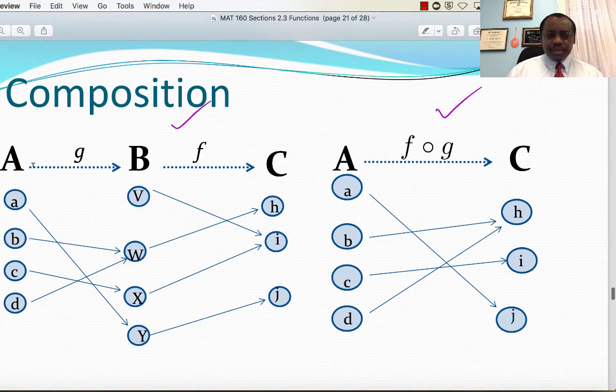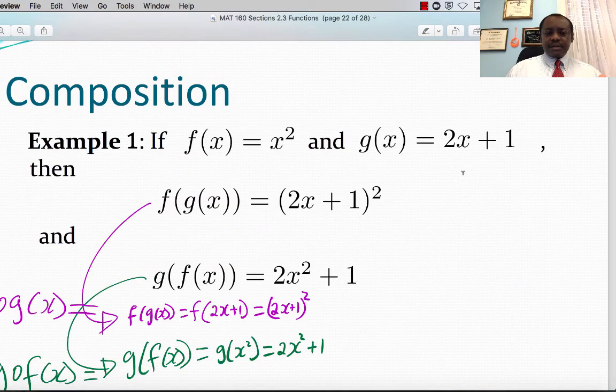Look at this example. That is my set A, B, and that's my set C. So g takes a to y and f takes y to j. So f composed with g takes a to j. So instead of all of these, I have one function known as the composition of f and g, and it takes an element from A straight to j. But internally, it passed it through y and then to j.